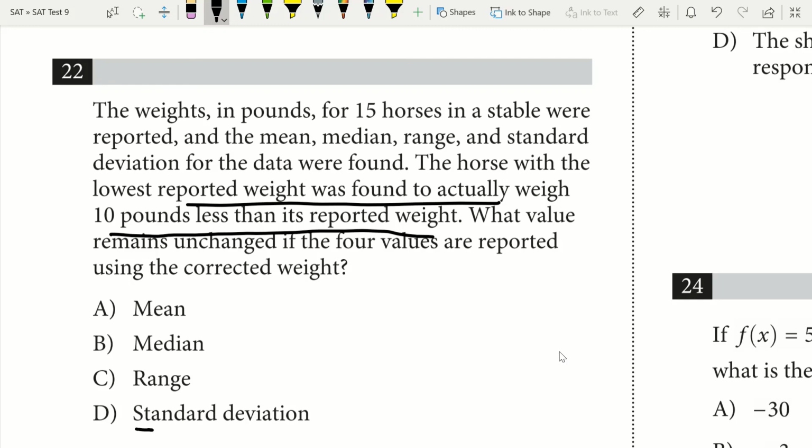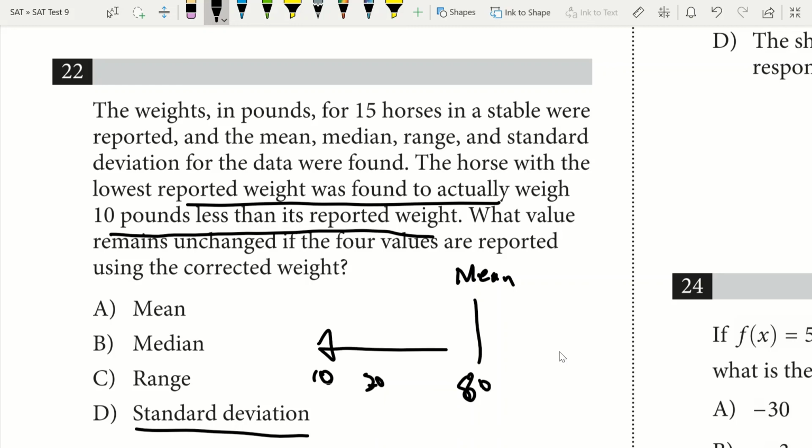Okay, your standard deviation is going to change because we're going to move further away from our mean. We'll say that our mean is here, right? We have a bunch of horses that weigh, we'll just say 80 pounds, right? Horses weigh way more than that, I don't know why I said 80, but let's just say our mean is 80. I'll put mean right there. Okay, we'll say that the least weighing horse weighed 20 pounds, right? Well, now it weighs 10. So now our deviation from our mean is increased as we move farther away from this mean. So standard deviation will change.